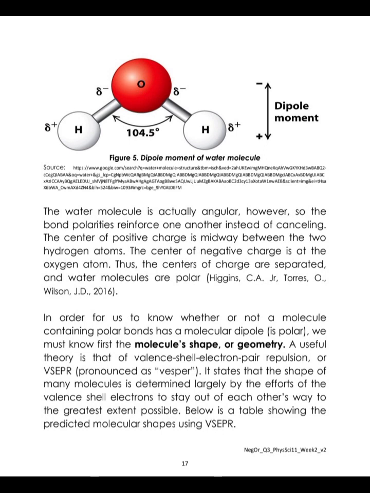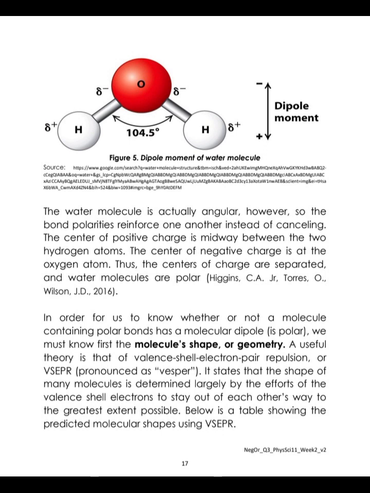In order for us to know whether or not a molecule containing polar bonds has a molecular dipole or is apolar, we must know first the molecule's shape or geometry. A useful theory is valence shell electron pair repulsion, or VSEPR. It states that the shape of many molecules is determined largely by the efforts of the valence shell electrons to stay out of each other's way to the greatest extent possible.